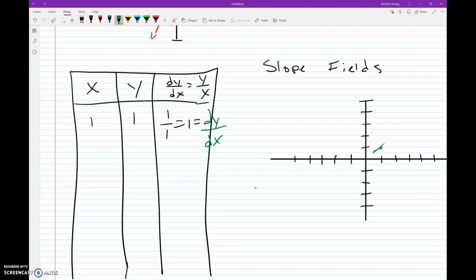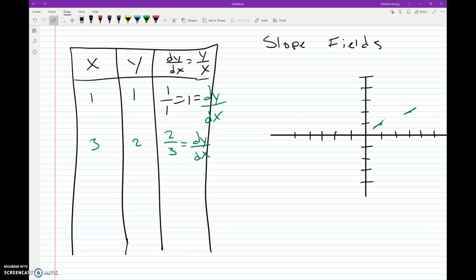Let's pick another point. Let's pick 3, 2. Alright, if we substitute these values into our differential equation, we get 2 divided by 3. Our slope at the point 3, 2, which is over here, is 2/3, which is a little bit slower than our slope of 1.